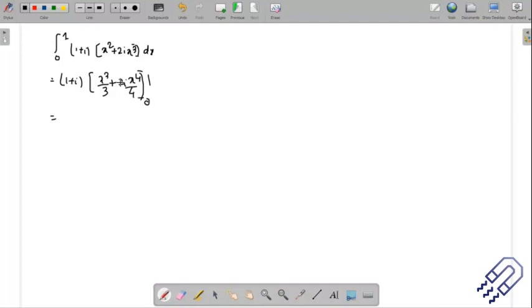So this 2, this gets cancelled here. So 1 plus i, 1 by 3 plus i into 1, divided by 2. To do it, you should get minus 1 plus 5i divided by 6. That should be the answer, okay?